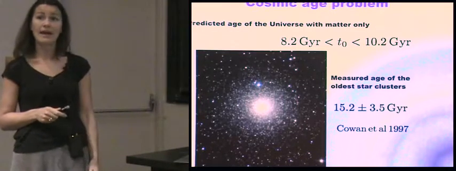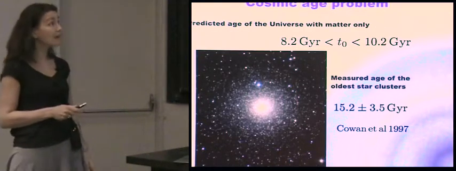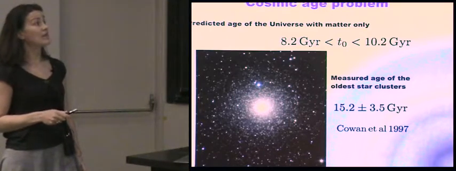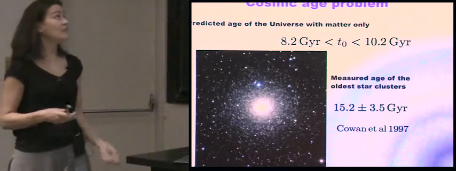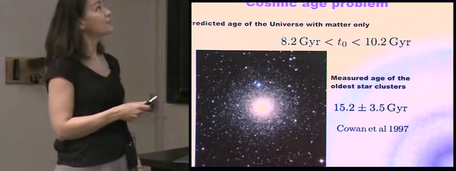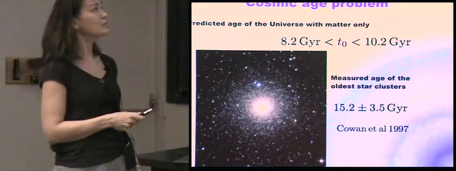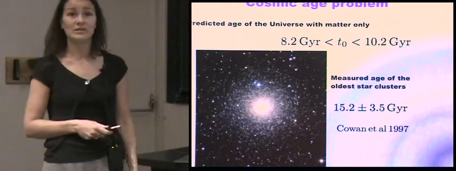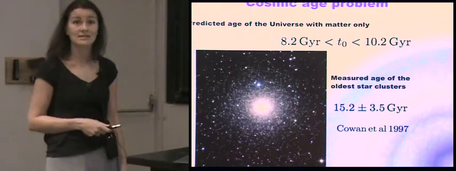People were making these very accurate measurements, which showed a very clear discrepancy between what our theory would predict and what we actually measure. So we're saying the age of the universe is less than 10 billion years old, but yet we're seeing things in the universe which we're saying are 12 billion years old. So that clearly doesn't add up.